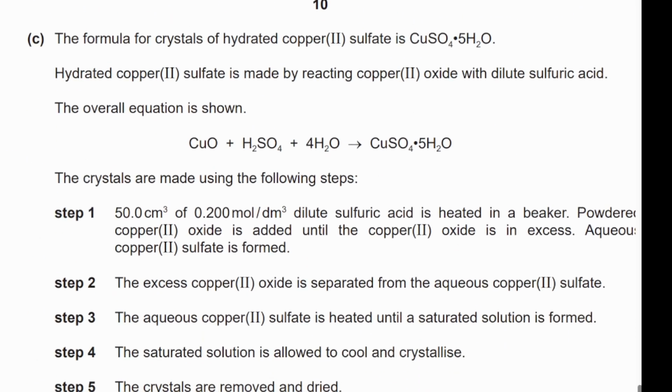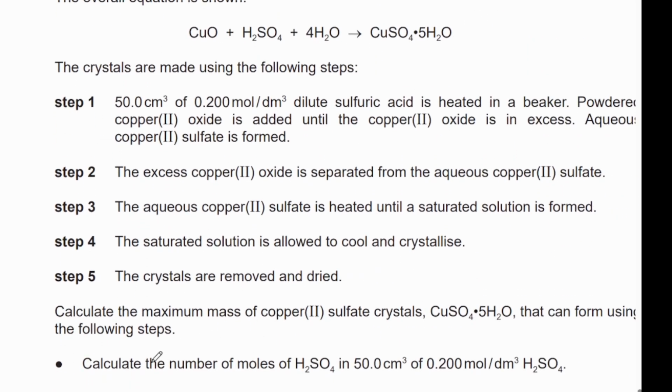The formula for crystals of hydrated copper sulfate is CuSO4·5H2O. Hydrated copper sulfate is made by reacting copper oxide with dilute sulfuric acid using these steps. They want you to calculate the maximum mass of copper sulfate crystals that can form using the following steps. First step, calculate the moles of H2SO4 in 50 cm³ of 0.2 mol/dm³ H2SO4. So first step, we need to convert this value into dm³.